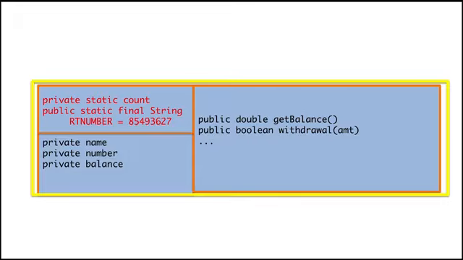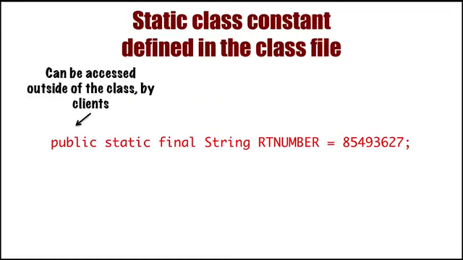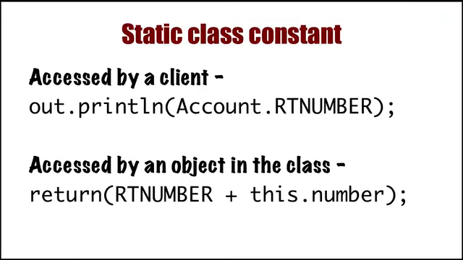We might want to create a constant or final field that is associated with the class. We would use public static final in that case. It could be accessed by clients because it is public. It is static, so there will only be one copy for the class. And the keyword final, as before, makes this a constant. It is accessed by the client using the class name, since it is not associated with any particular instance of the class. Objects of the class can access the constant directly.